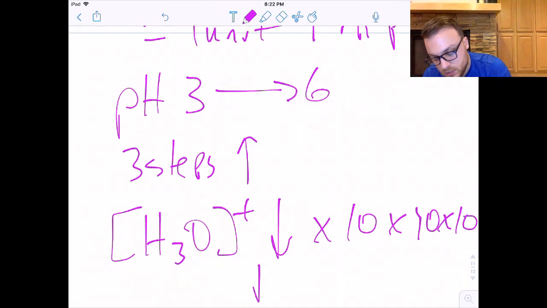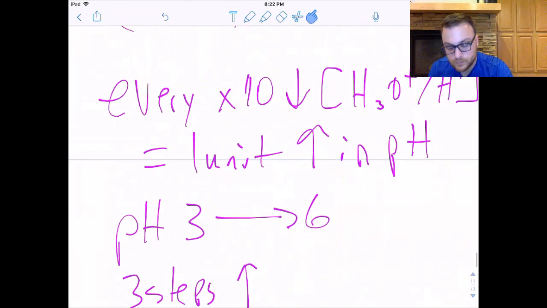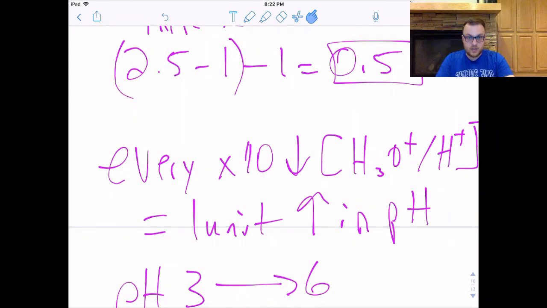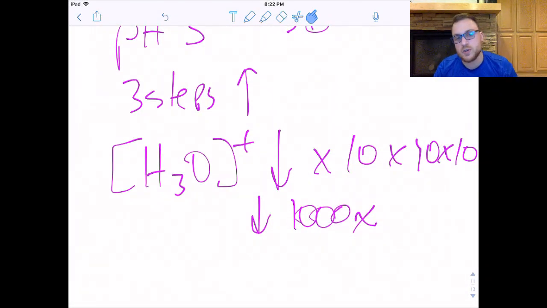So, for every times 10 decrease in H3O plus / H plus, that is a 1 unit increase in pH. So if the pH goes up from 3 to 6, that's 3 steps, 4, 5, 6. Your H3O plus concentration is going down by a multiple of 10, or a power of 10, 3 times. So 10 times 10 times 10 is 1,000.